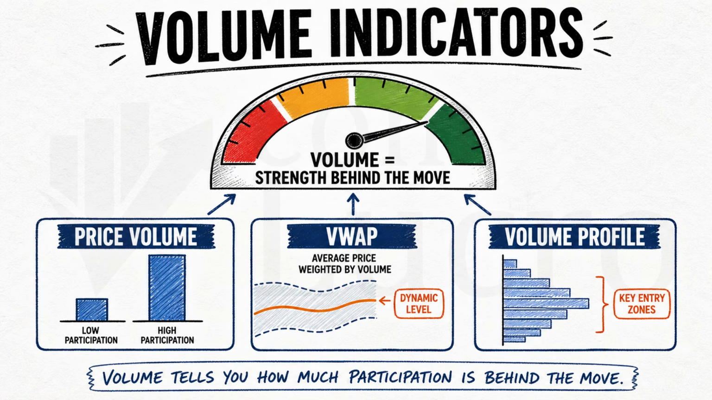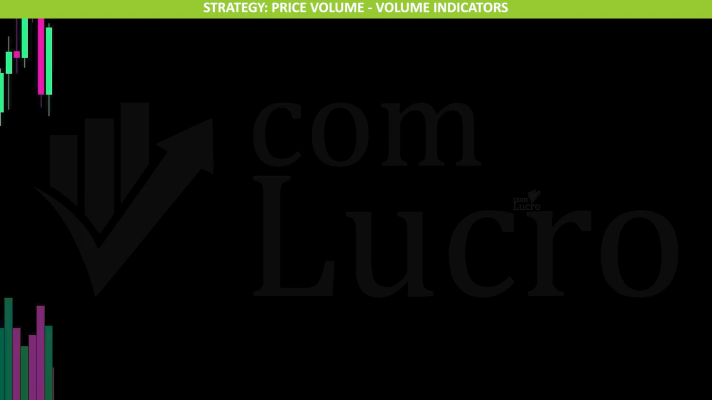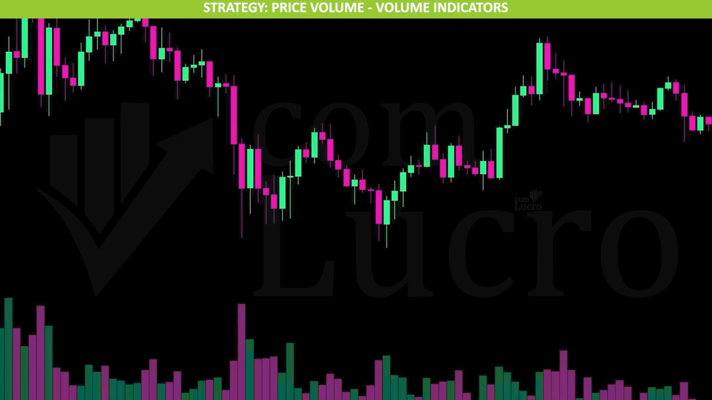Next, volume indicators. Volume indicators show the strength behind a price movement by tracking the trading volume. The most notable include price volume, which displays the volume for each candle. The longer the bar, the higher the volume.